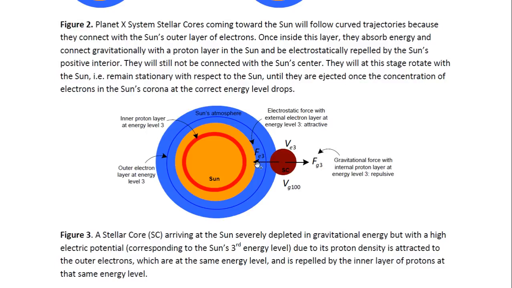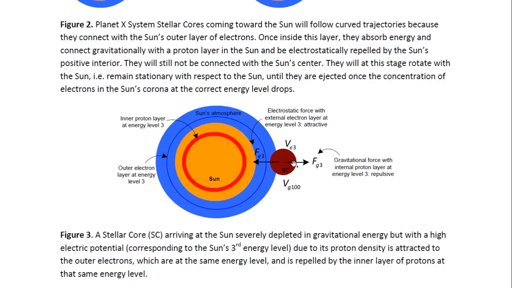electrostatic force, which is attractive, which causes the object to be attracted to this layer of electrons. So this will be the outer electron layer at energy level 3. So this object is attracted to electrons in this layer. And then there's the gravitational force, which is the interaction that the object has with the sun's inner proton layer, which will be inside the body of the sun, and is represented by this red circle here.